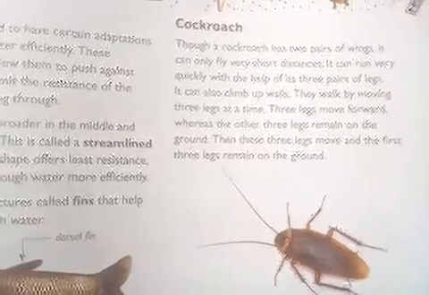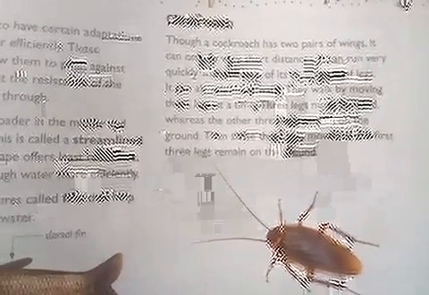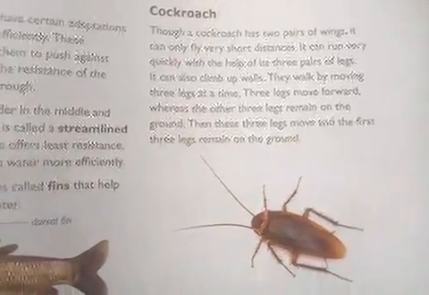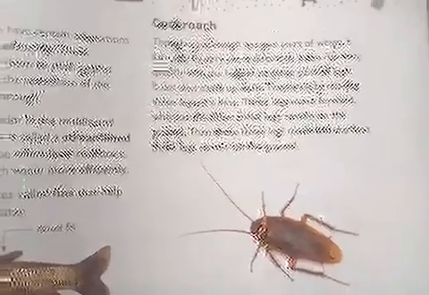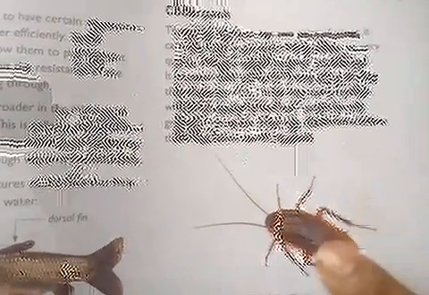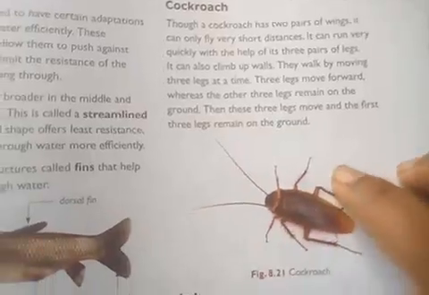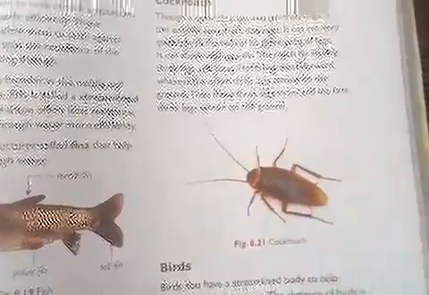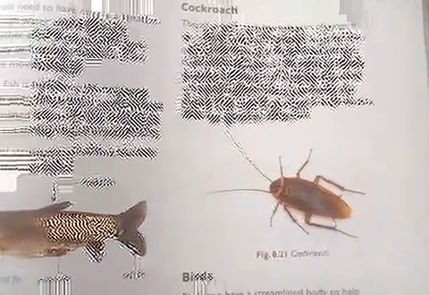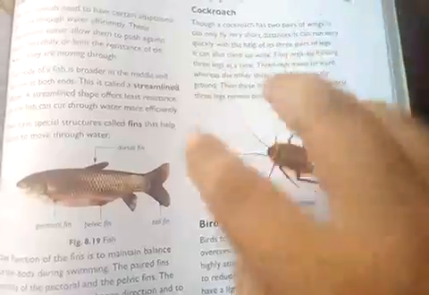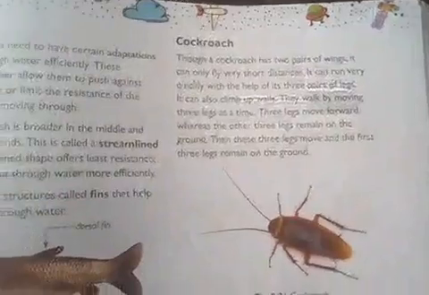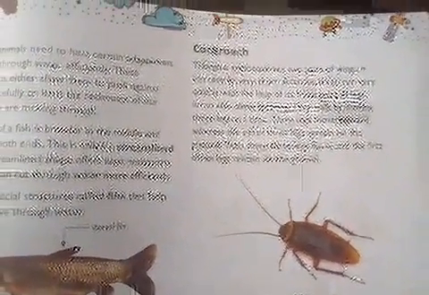So the movement of these three legs takes place at the same time. Once three legs are walking, the other three legs will be relaxing. If these three legs are walking, these three will be relaxing, and when these three are walking, the others will be relaxing. So that's how they are able to move. Like human beings, we walk in this manner, so they walk with three legs and then the other three legs. That's how they are able to move fast on the ground.